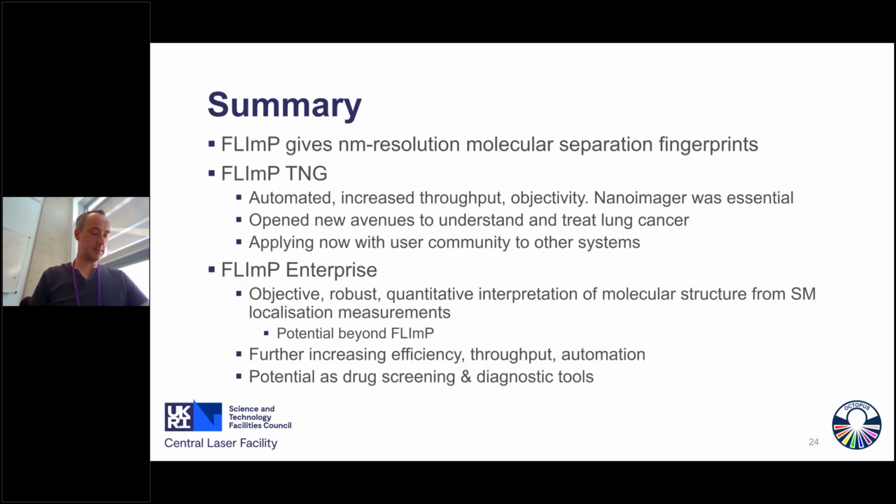So in summary, FLImP gives us nanometer resolution molecular separation fingerprints. The automation has now enabled us to increase the throughput and objectivity of our analysis.